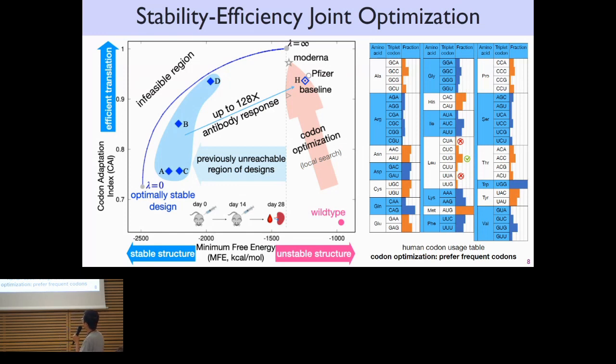And codon optimization, the traditional technique before our work, used by everybody in the industry, is just a local search method that prefers frequent codons. For example, the Pfizer sequence, the Moderna sequence, our baseline, and CureVac as well. So you only optimize codon usage, but because the human genome prefers G-rich codons, you have a slight byproduct that you would also improve stability just a little bit. But these two directions are largely orthogonal.